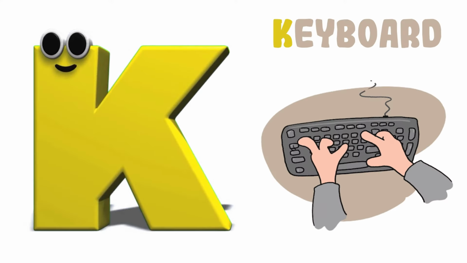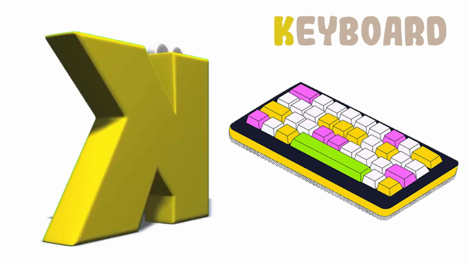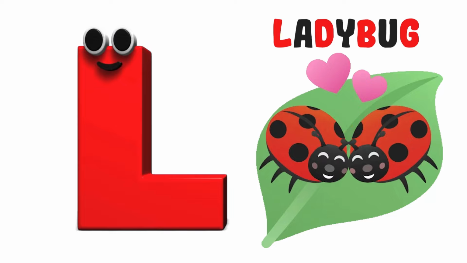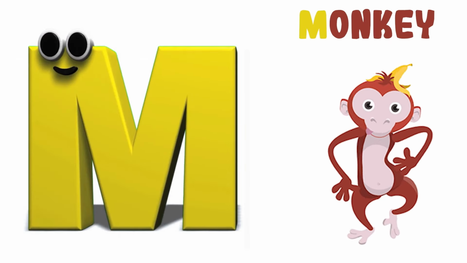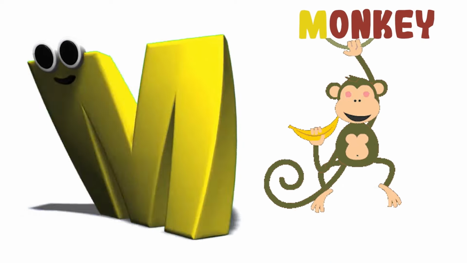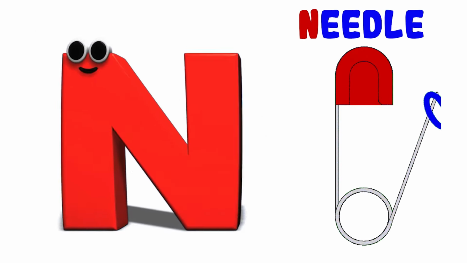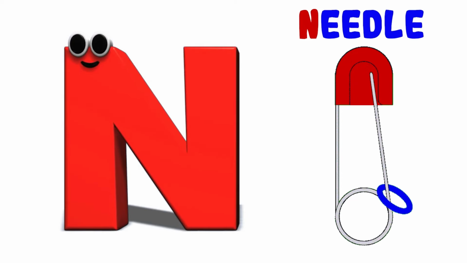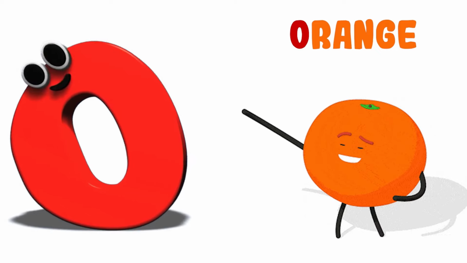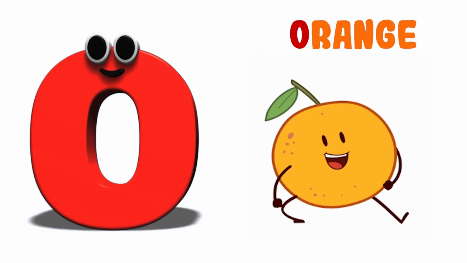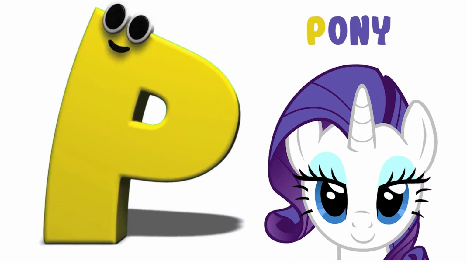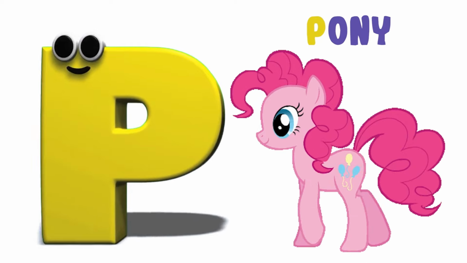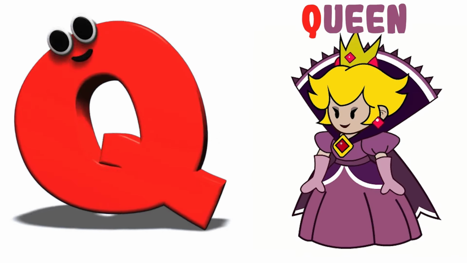K is for keyboard. K, keyboard. L is for ladybug. L, ladybug. M is for monkey. M, monkey. N is for needle. N, needle. O is for orange. O, orange. P is for pony. P, pony. Q is for queen.